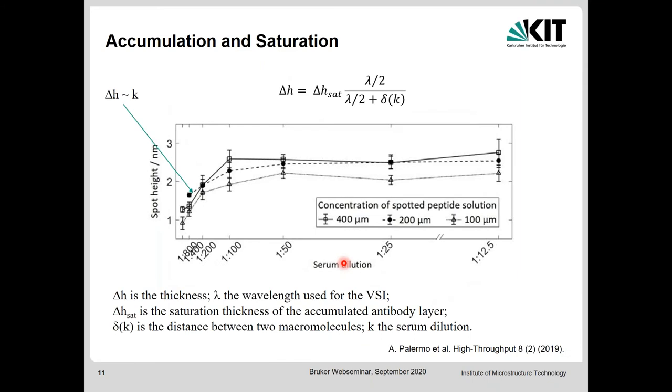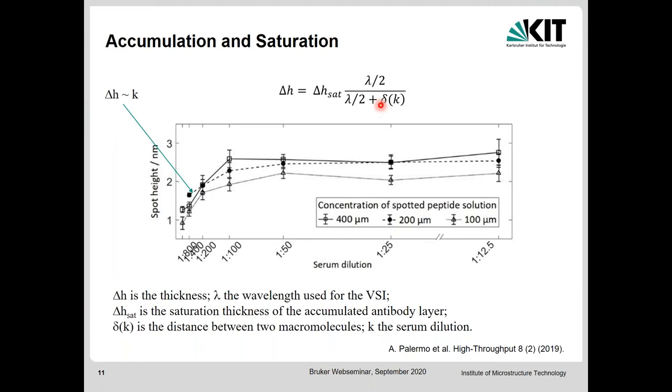Here, once again, we see the first graphic. It shows the optical measurement of the heights of accumulated antibody layers with this serum dilution. And this simple formula that we derived in our paper explains the function that is measured by the optical profilometer. Delta H is the height of the accumulated antibody layers. Delta H saturation is the height in the saturation regime. Lambda is the averaged wavelength used for the measurement. And delta is the average distance between two adsorbed molecules.